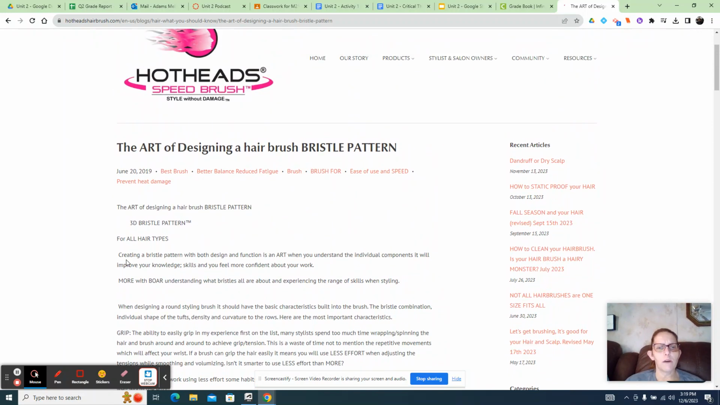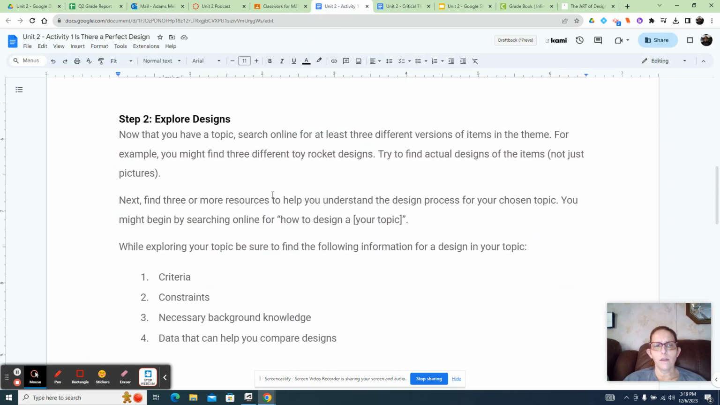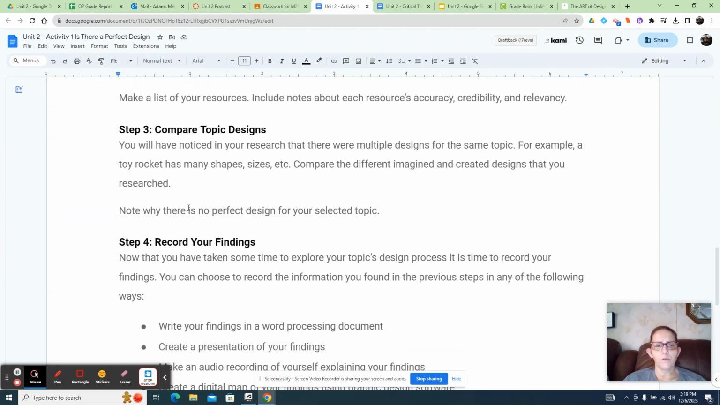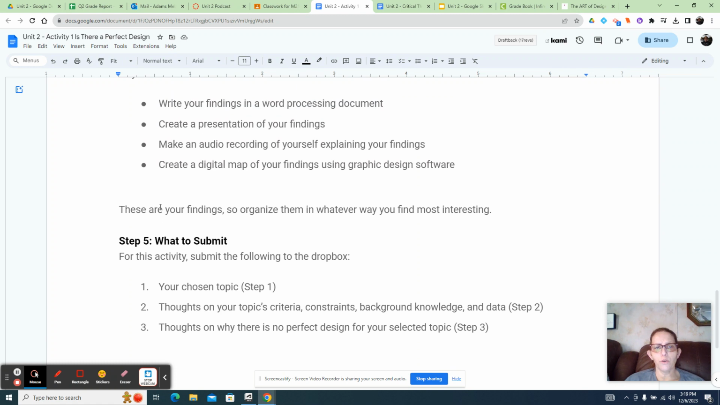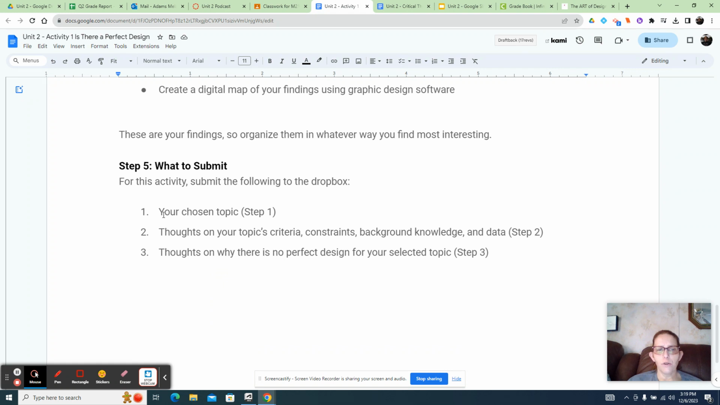So think about what you're looking at and how that helps you. Okay. So that's what I'm looking for with this idea. And so what you're submitting is a slideshow, an audio recording, or a digital map. Slideshow would probably be the easiest way, but you're going to submit your chosen topic and then your criteria, your constraints, your background knowledge, your data, and then your thoughts on there's no perfect design.